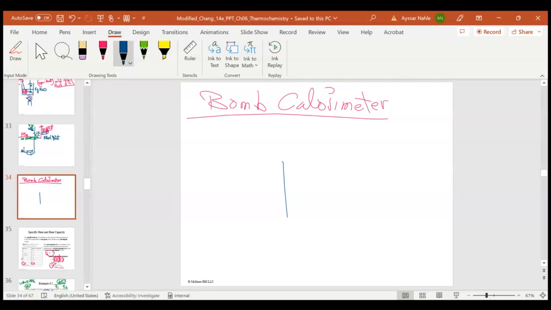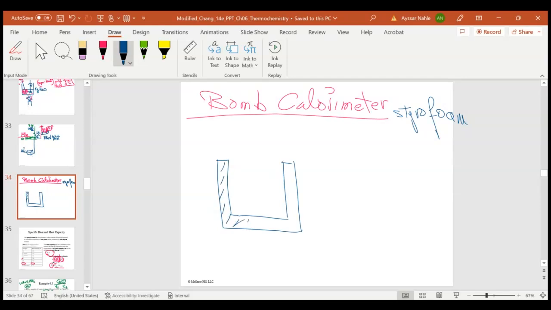Let's say I'm having a certain container, which is made of a certain material, let's call it styrofoam. You know what a styrofoam is? If you go and buy coffee, they will give you a cup of styrofoam so you don't burn your fingers, okay? That's styrofoam. That means it is an insulator. Now, you have a styrofoam container in here, which is an insulator.